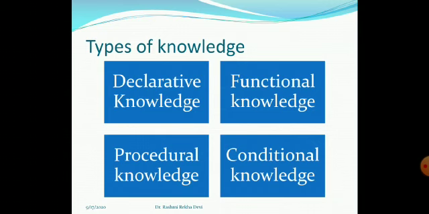Okay, so conditional knowledge, as for example, if we see clouds in the sky, we can assume that there will be rain after some time. Now conditional knowledge is also at what condition we can see a rainbow in the sky. Okay, so these are the types of knowledge. Let's go to the next slide.